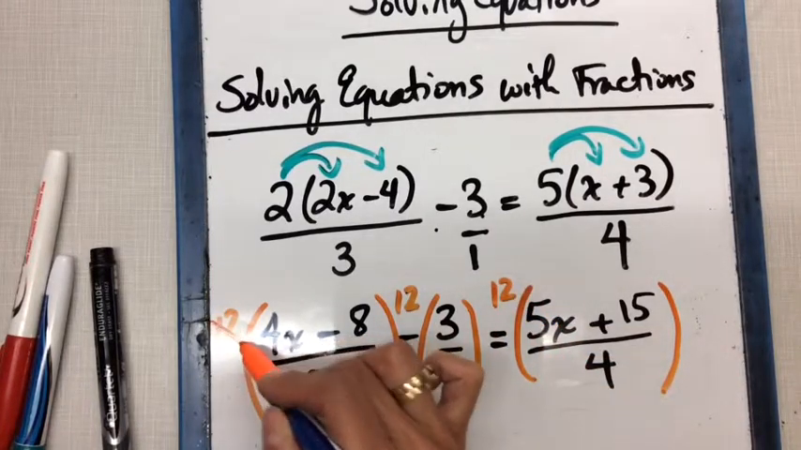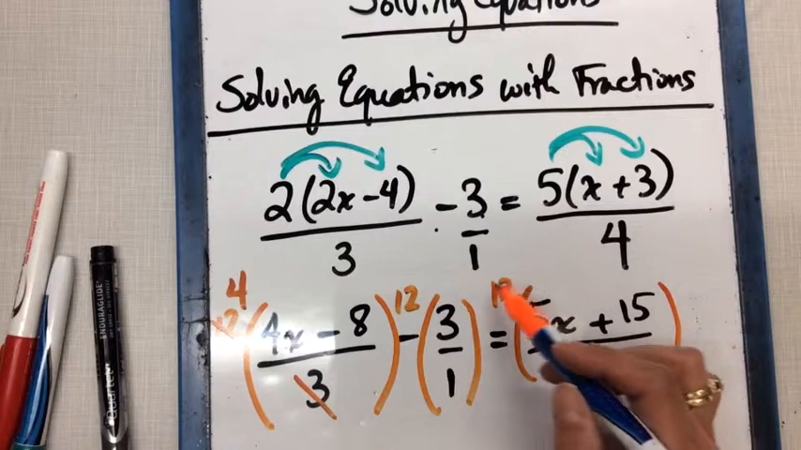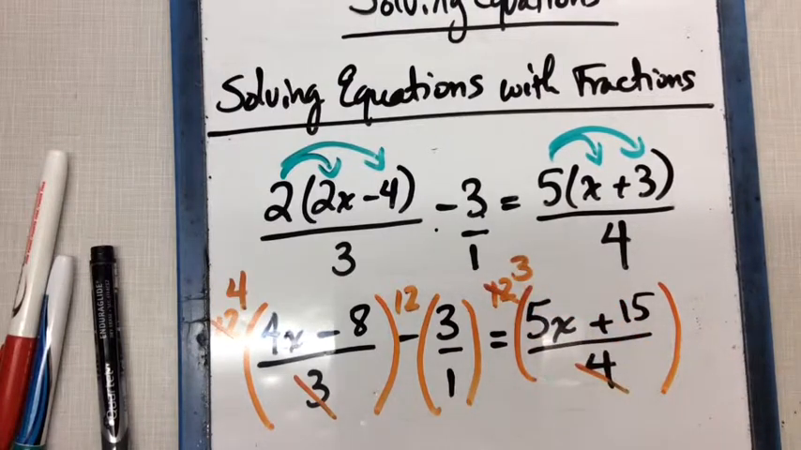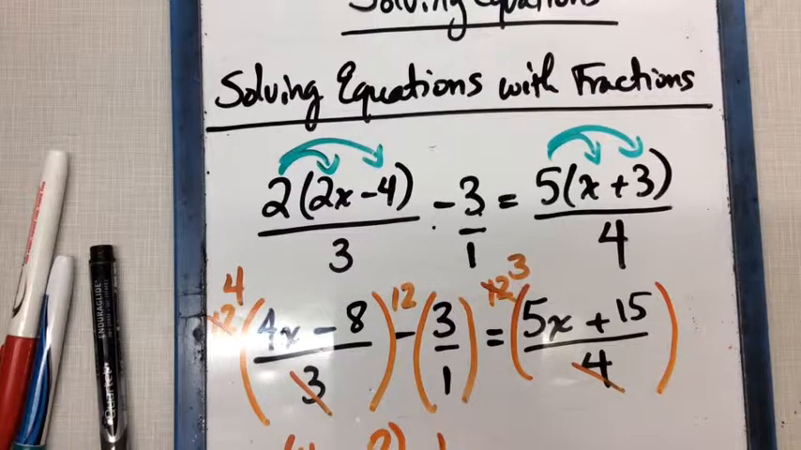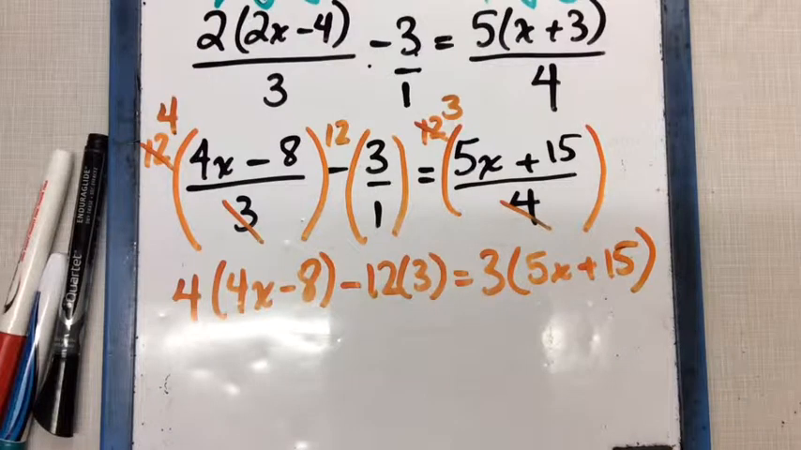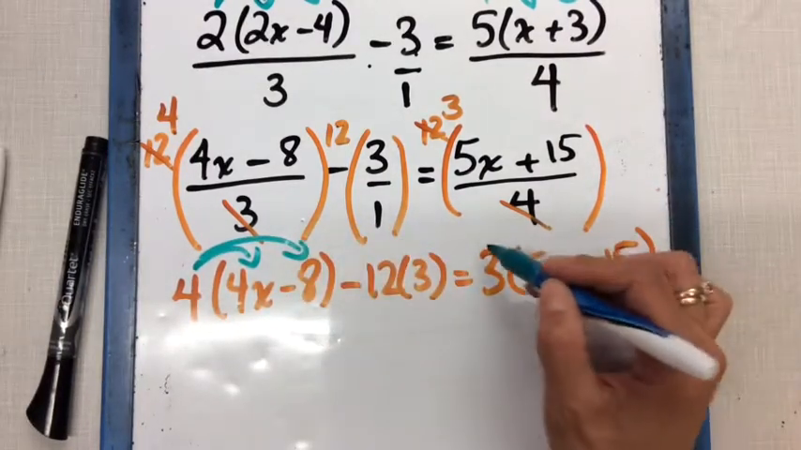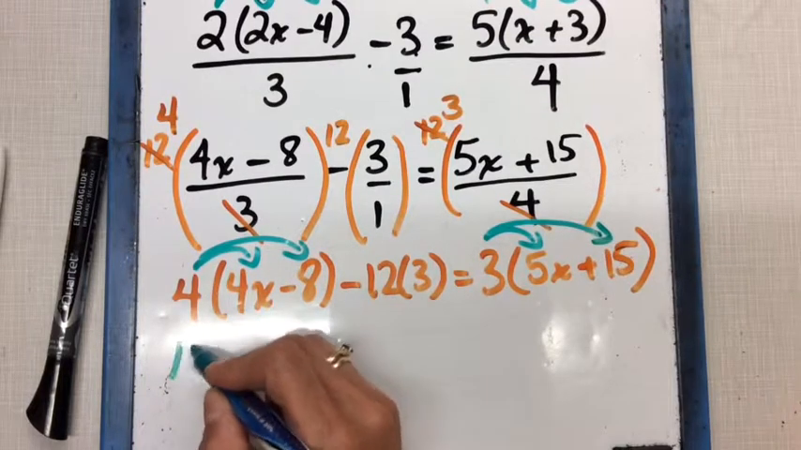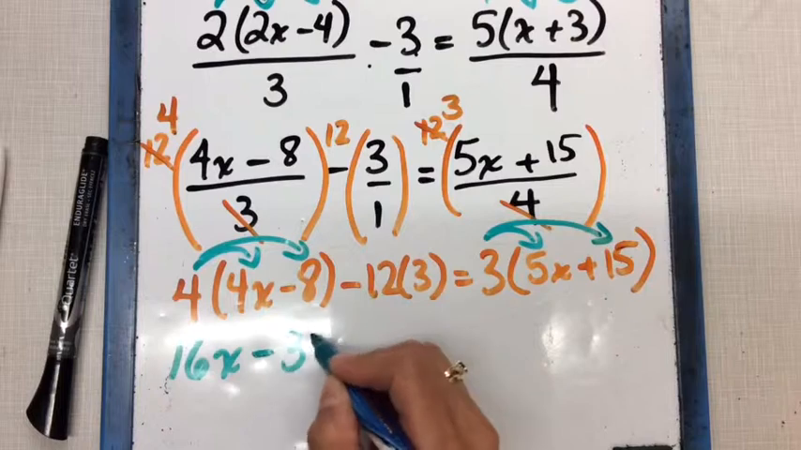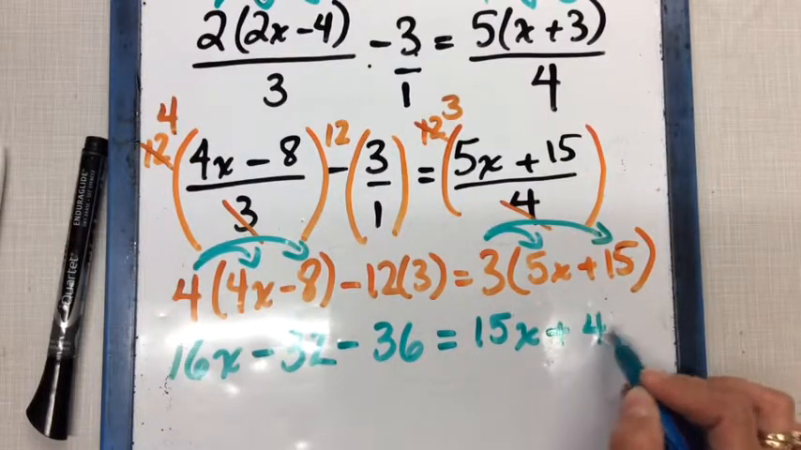Now, this 12 goes into 3 4 times. This 12 goes into 1 12, so it remains there. And this 12 goes into 4 3 times. So I'm going to rewrite this: 4x minus 8 and minus 12 times 3 equals 3 times 5x plus 15. I think you can see that, right? And now we're going to continue and use distributive property here. And I'm going to use it here also. And that's 16x minus 32 minus 36 equals 15x plus 45.